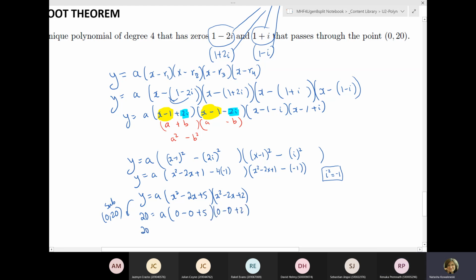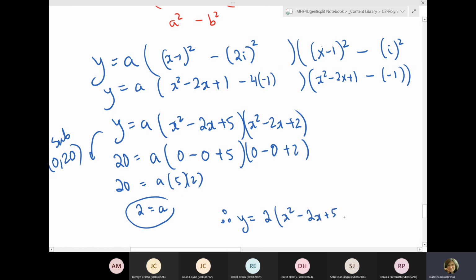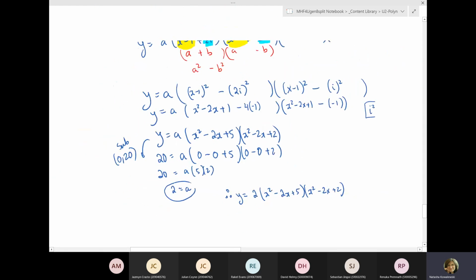Okay, so let's continue on from here. We will have 5 and 2 multiplied together. What's a then? A is 2. And so you would just rewrite your equation. Therefore, the polynomial will be 2, and then keep these not expanded unless you feel like expanding it, but you don't have to. So the whole point is to make sure that you have rational coefficients.